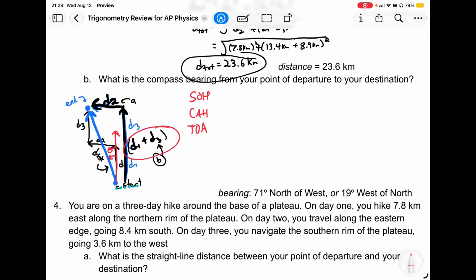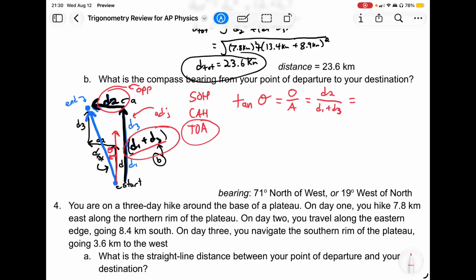So let's use D1, D3, and then D2, right? We'll use our TOA because we know that tan of theta equals our opposite over our adjacent. If this is the theta that we're looking at right here at this angle, then our opposite is going to be D2. So D2 is the opposite side. And then our adjacent side will be this side over here, which is again made of D1 plus D3. So we'll put down for adjacent D1 plus D3.